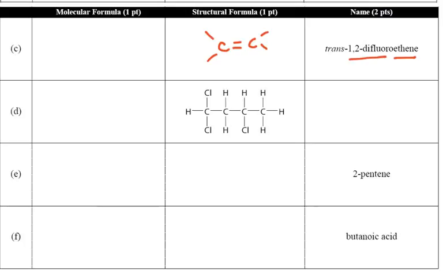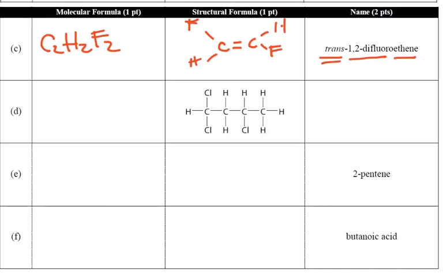1,2-difluoro, that means we go to fluorine on the first carbon and a fluorine on the second carbon, but the trans tells us that one fluorine goes up and one fluorine goes down, and the other 2 sides would be hydrogens. So we can see the formula would be C2H2F2.